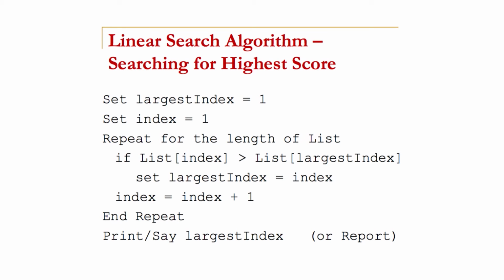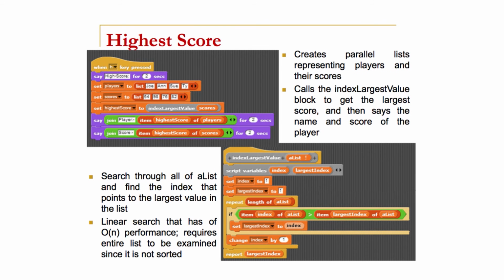If the element stored in the list at location index is greater than the element stored at largest index, then we found the new largest index. So we update accordingly this variable that keeps track of largest index. Within that loop, we're going through every item, so we need to increment index by 1. And at the very end, we're printing, or we can say in Snap, what that value of largest index might be. Here is the implementation of a linear search in Snap. We already have observed some of this in Unit 3, but this is just revisiting this concept of finding the highest score in a list.